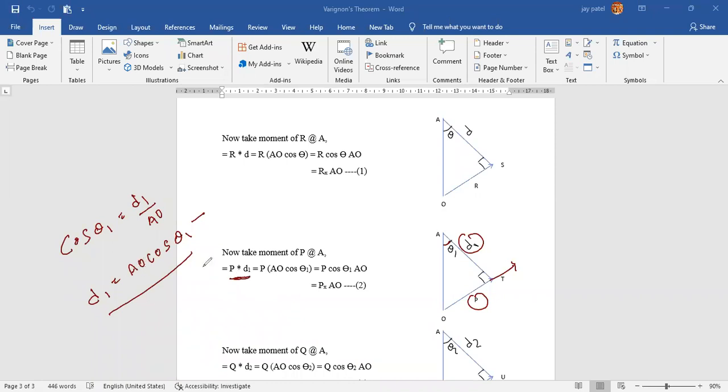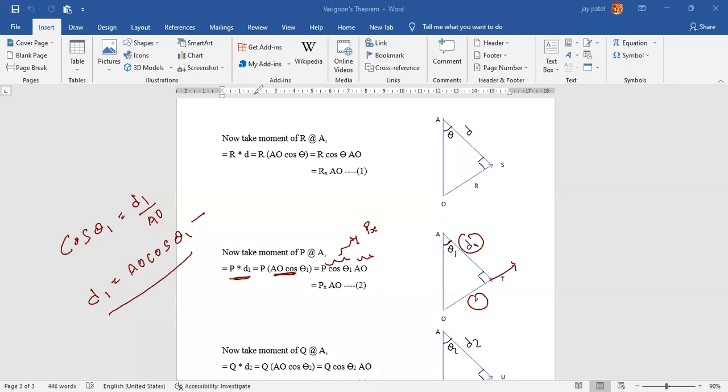Put the value of d1, AO cos theta1, here. Again simplify it. P cos theta1 into AO. What is P cos theta1? Px. So Px into AO. Yes or no? I hope it is clear. Is it clear? Please confirm in the chat box. Is this point clear to everyone? Is it clear or not?